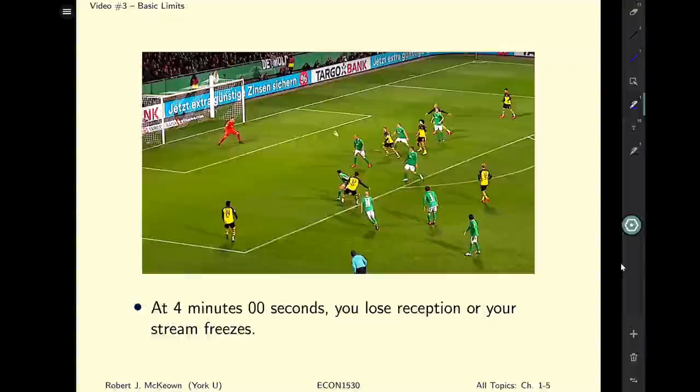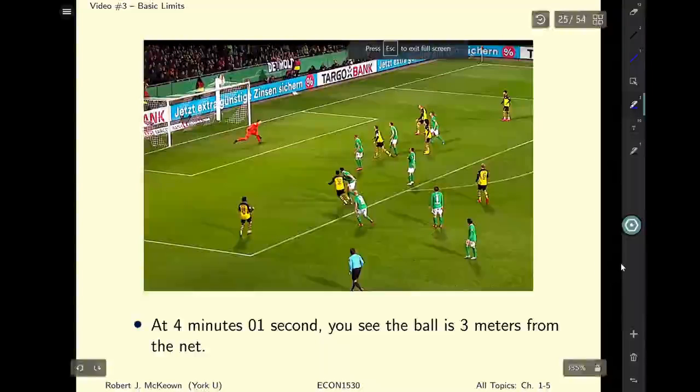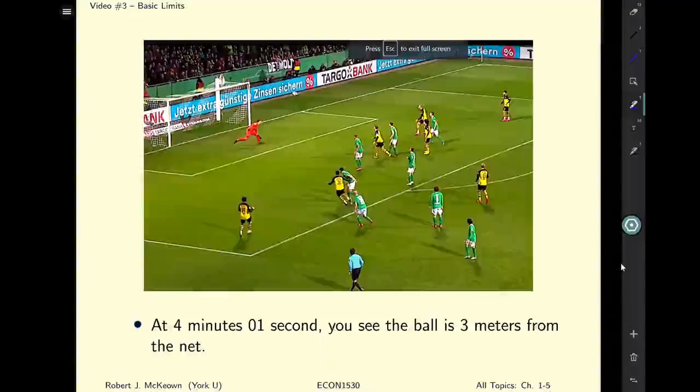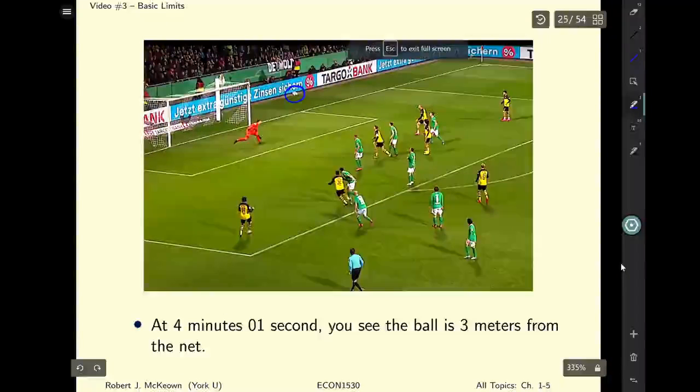At 4 minutes, your video freezes. Everything is just frozen exactly where it is. The ball is still 6 meters away, but everything is frozen. When reception resumes, 1 second later, you see that the ball is now, well, I've said 3 meters. The ball's moved position, right? It's moved. And you didn't see how it got there. You're not sure how it got there because it froze. So the ball moved from here to there, right? While your image is frozen.